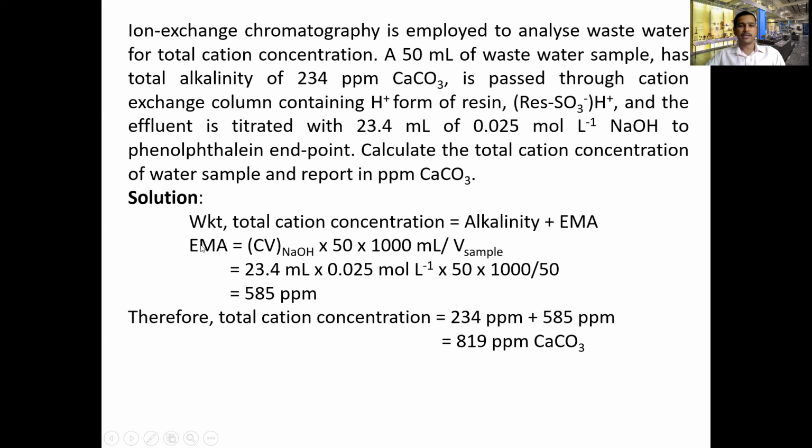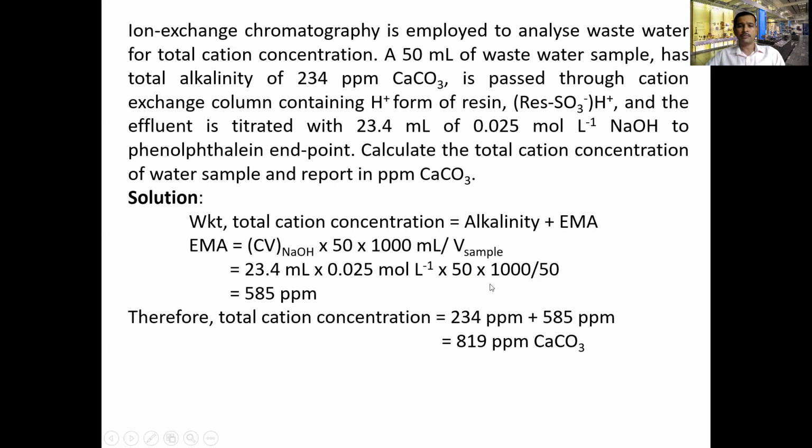So equivalent mineral acidity is concentration and volume of NaOH into 50 into 1000 divided by volume of the sample. You have to express the result in ppm calcium carbonate, so you have to convert to the milligram of the acidic species present in 1 liter. V is the volume of the sample. How much? 50 ml of water sample is passed. So V is 50. 23.4 ml NaOH was consumed, of concentration 0.025 molar, into 50 into 1000 divided by 50.